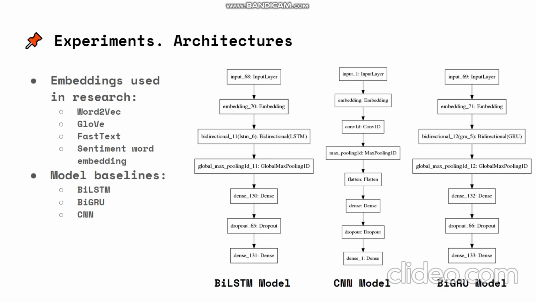So after all preparations, we set the baselines and the embeddings that we will work with. The embeddings, as we said before, are Word2Vec, GloVe, FastText, and also we are going to use sentiment word embedding.